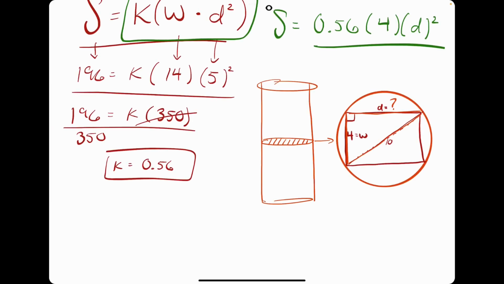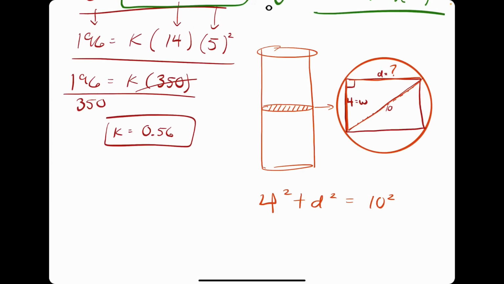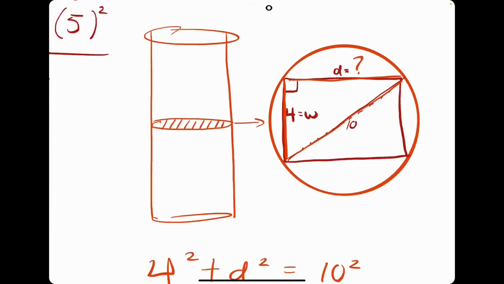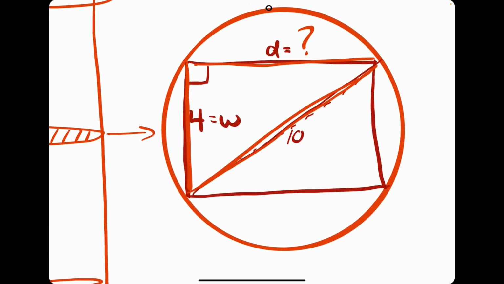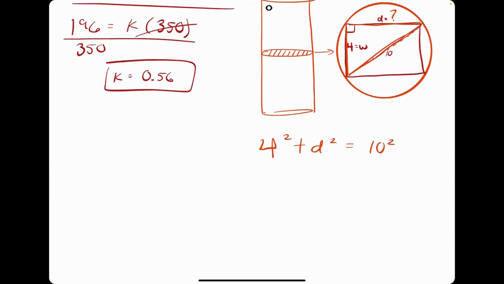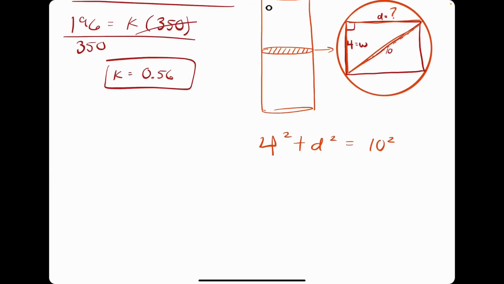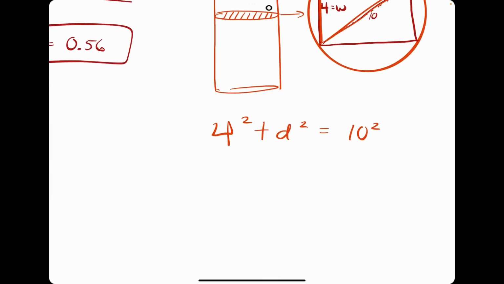So a squared plus b squared equals c squared. We're going to have 4 squared plus d squared equals c squared, or 10 squared in this case. So it's always a squared plus b squared equals c squared, where c is the hypotenuse, the longest side of that right triangle. It's the side length that's opposite the right angle, all that stuff. So we're solving for d.